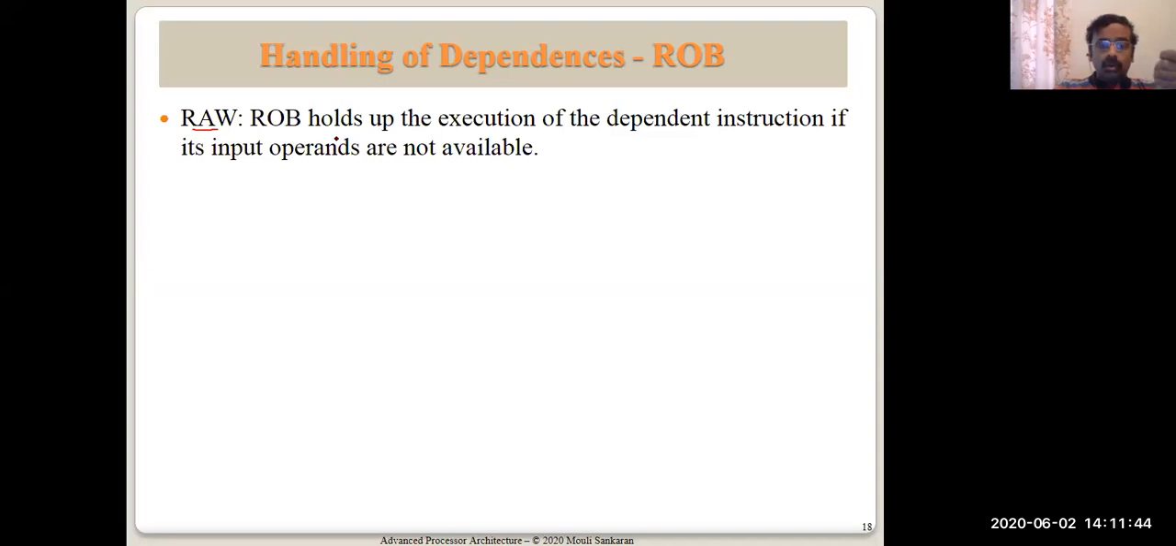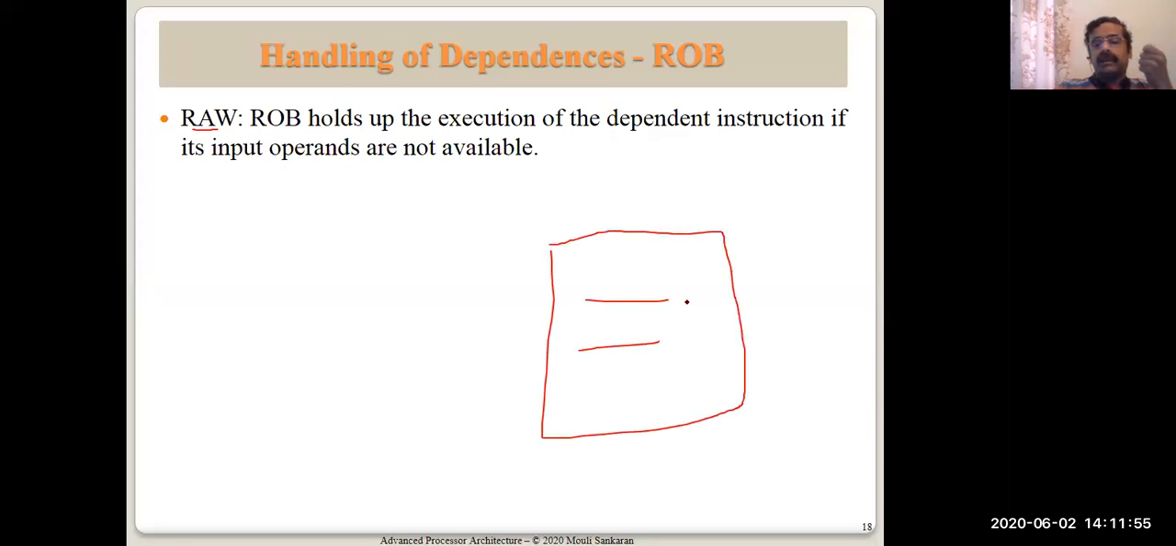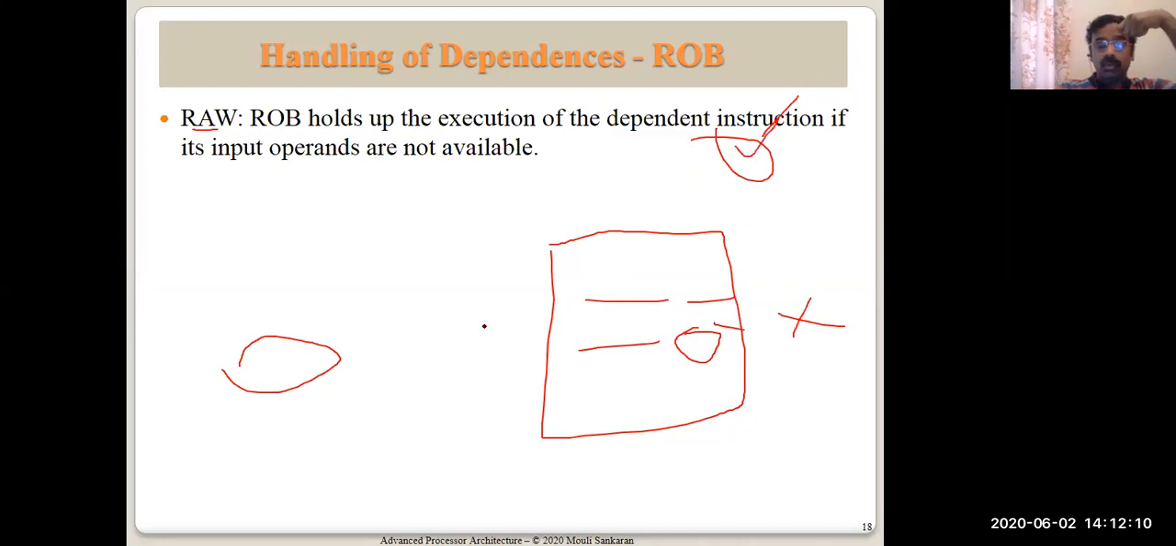ROB holds up the execution of the dependent instruction if its input operands are not available. So what is happening is ROB also will not have all the results. I told you that if an instruction wants the operands from the ROB, it can take them. But if they are not available, what can I do? I cannot go to the register set. If it is not available here, it won't be available there. If you see that some instruction in execution is supposed to produce the result and it is not ready, I cannot go to the register set and take it, because this will be a stale value. So this instruction has to be stalled.